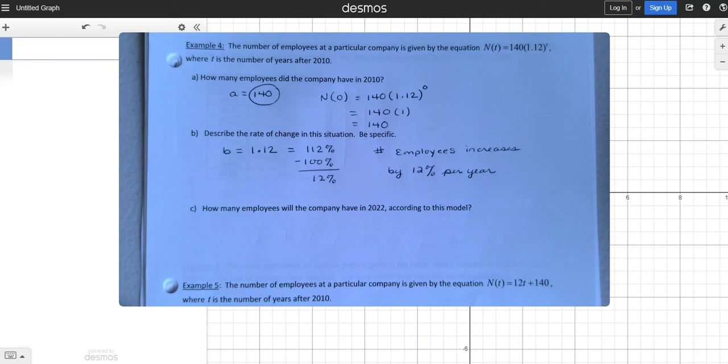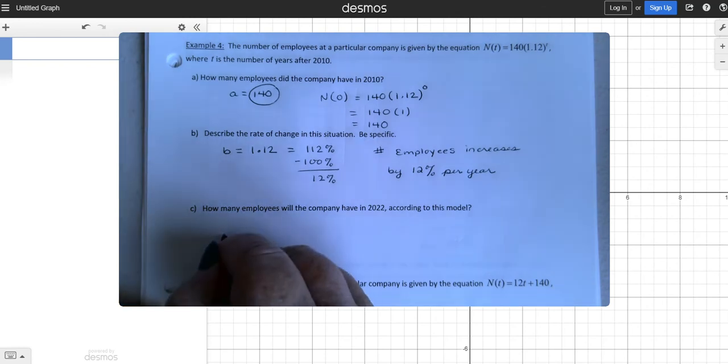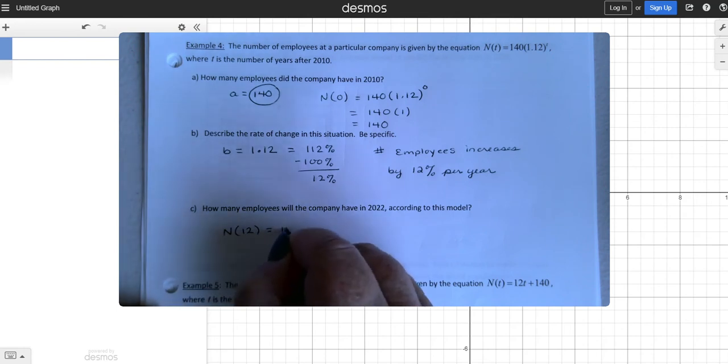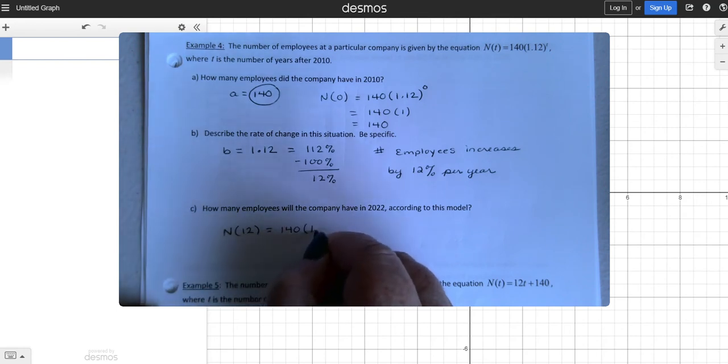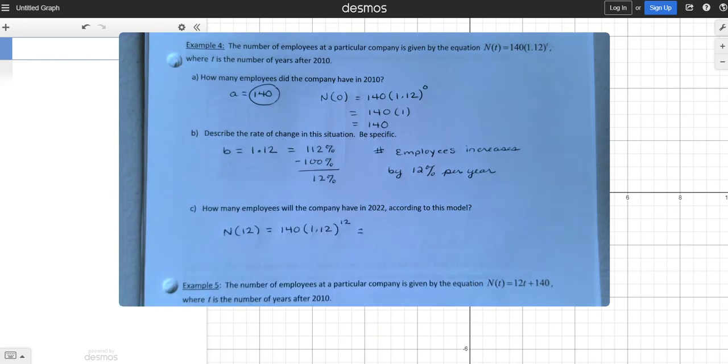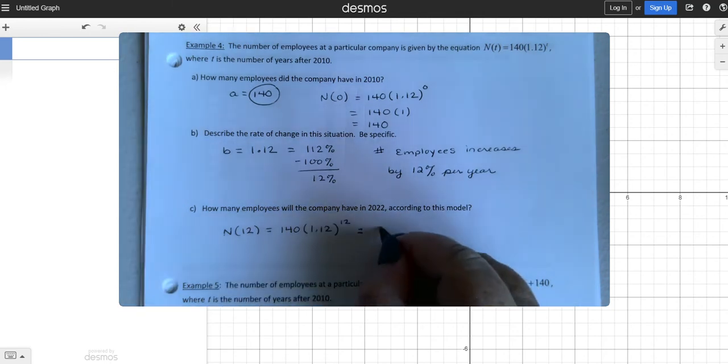All right, and then finally, how many employees will the company have in 2022? Again, since we're sticking with 2010 as our starting year, I would just need to plug in 12. So N of 12 is about 545 if I round to the nearest whole employee.